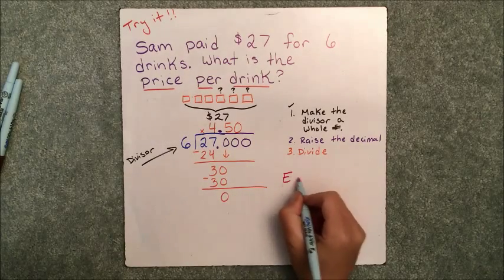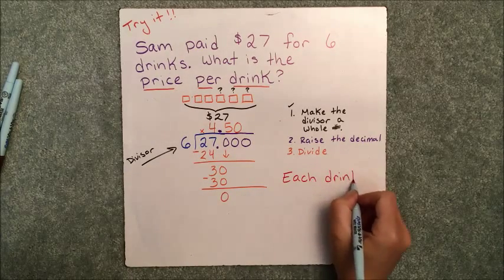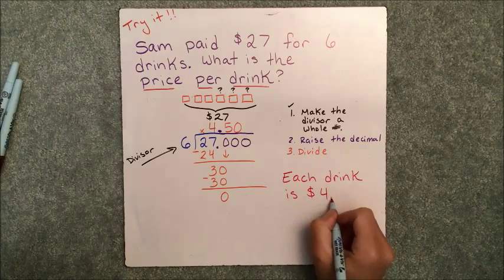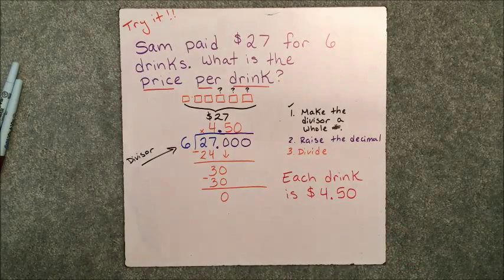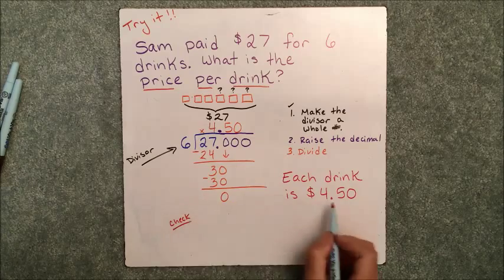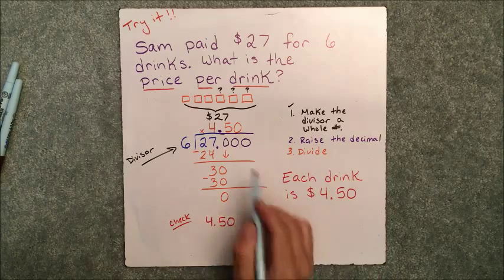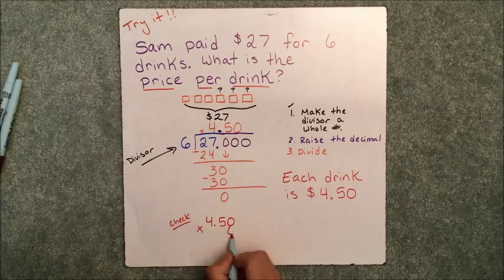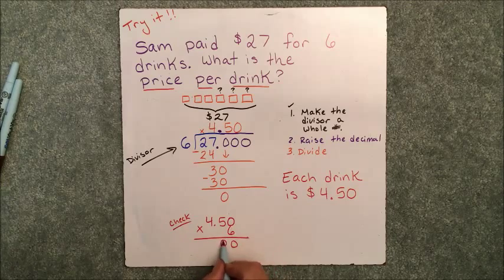And remember to always put your answer in the form of a sentence. So each drink is $4.50. Last step is to check your work. You have a guaranteed answer just by checking the work. So if each drink is $4.50 and you have 6 drinks, your total amount will be $27.